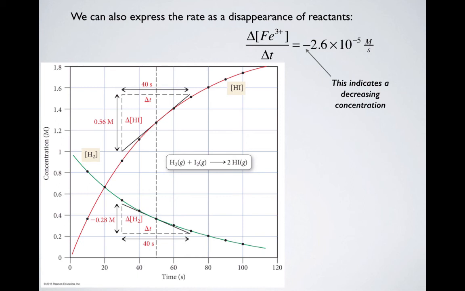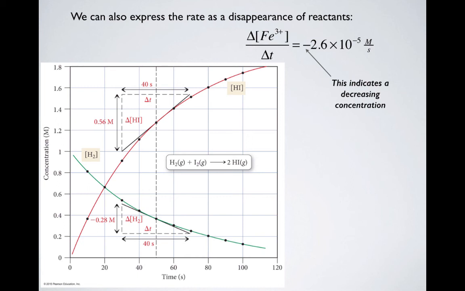Only here we would use a negative sign to indicate that the rate was decreasing because the concentration is going down. So the change in the iron 3+ concentration was actually a negative rate because the concentration was going down. Just like in a car, if you were braking, you would express the speed as a negative speed since speed was going down.